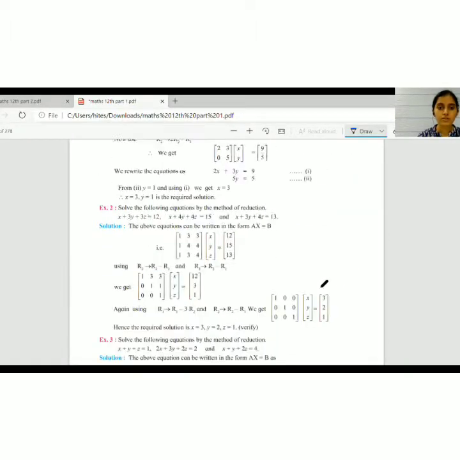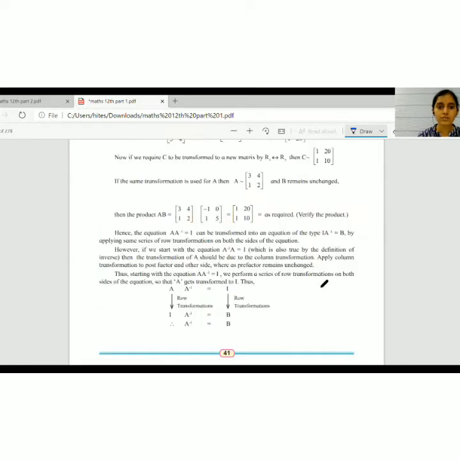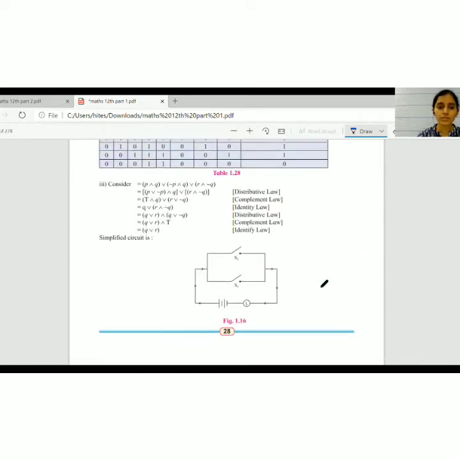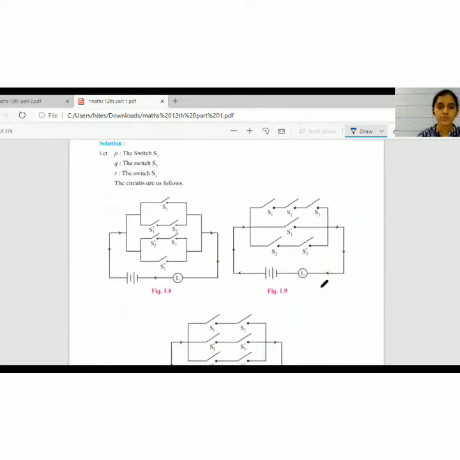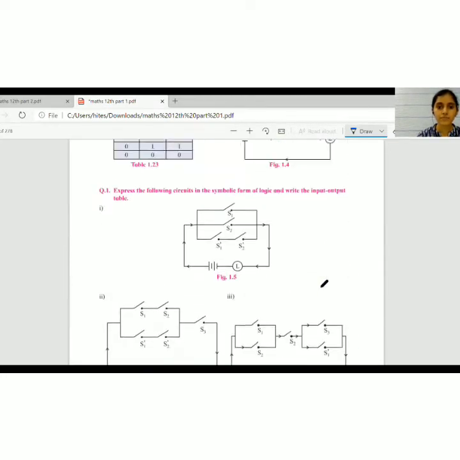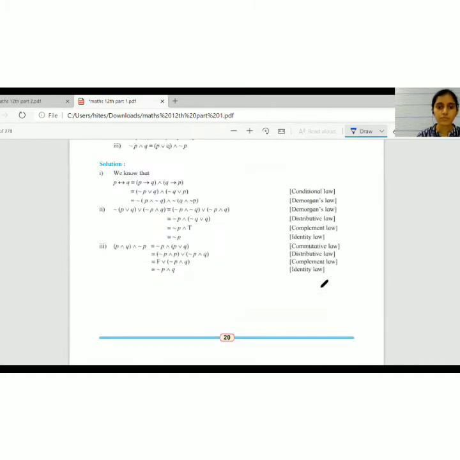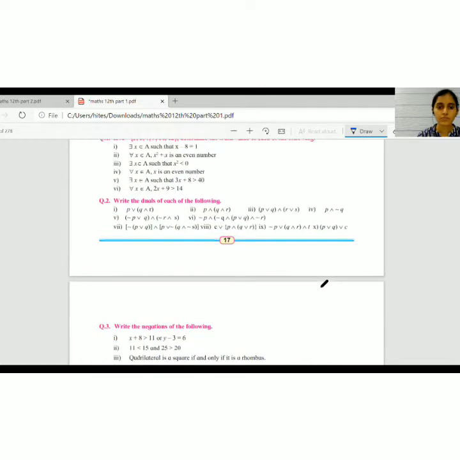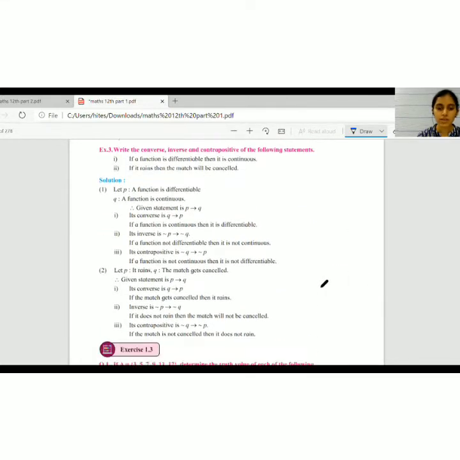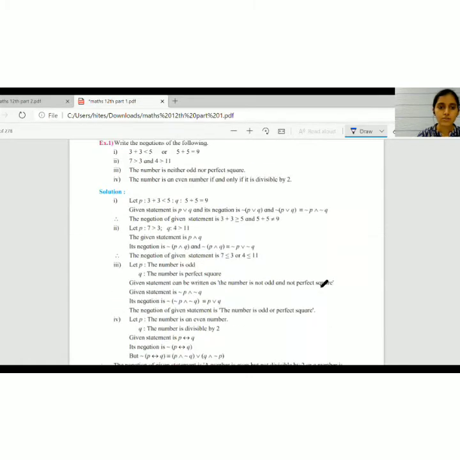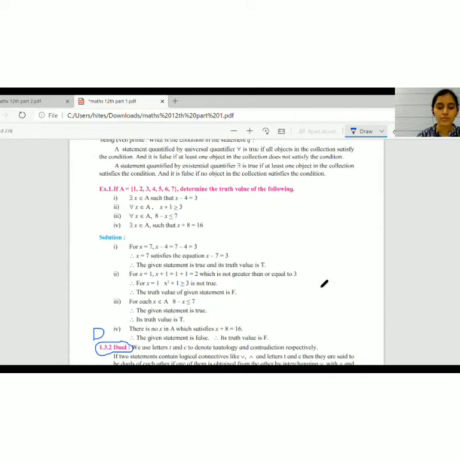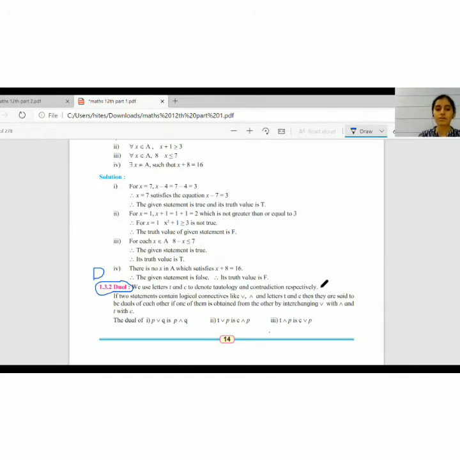So here we come to mathematical logic. It says page 14, so let's check page 14 first. The part on duals is very small and you can study it, of course, and I have covered it in the chapter. The dual 1.3.2 is not there. Only this part over here, what is explained under 1.3.2, is deleted. I've marked it with blue over here, deleted.